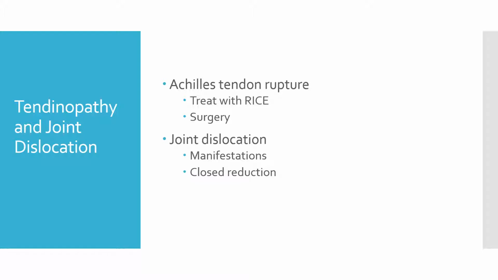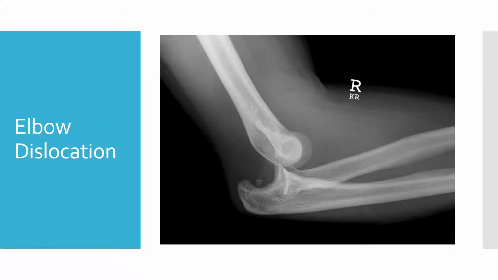If they keep having recurrent dislocations, they may be fixed with wires or other devices. And usually if they've had one dislocation, they're more susceptible to having it happen more frequently in that same extremity, same place. This is an elbow dislocation.